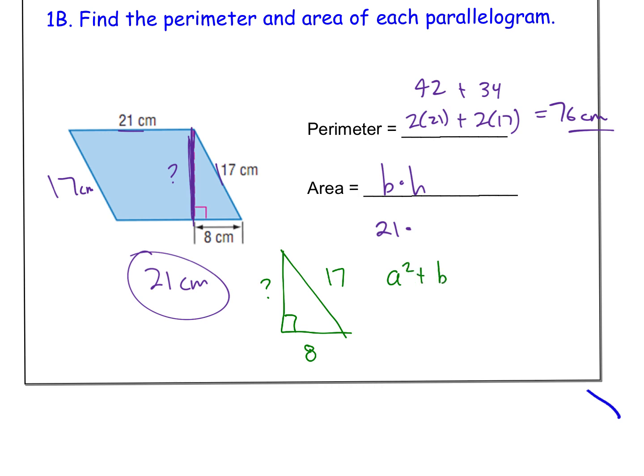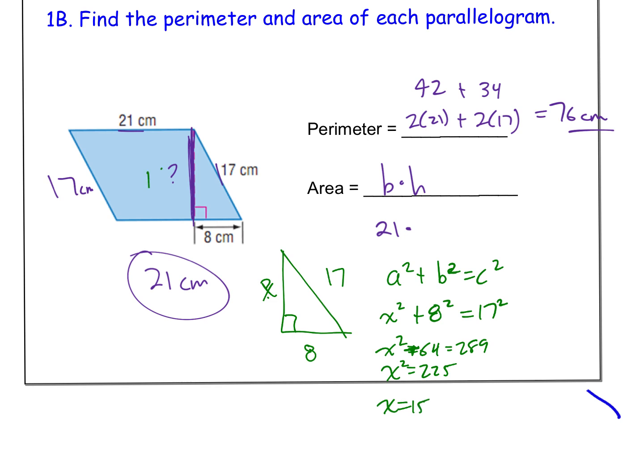I would do the Pythagorean theorem, a squared plus b squared equals c squared, where I'm looking for, I'll call this x squared, because I'm looking for that side, 8 squared and 17 squared. So that becomes 64 plus, that becomes 289. 289 minus 64 will be 225. So that will be 15. So that means this side will be 15, not 17.